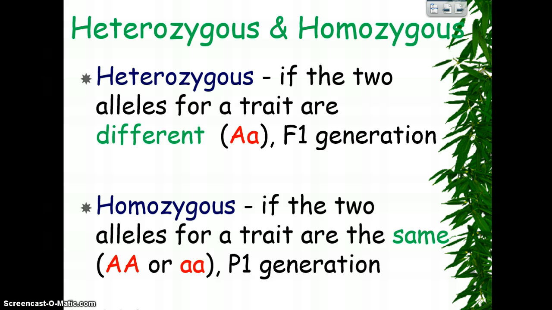They're different. Homozygous is if the two alleles for the trait are the same, so you got the same allele from mom that you did from dad. Whether it is dominant or recessive, the dominant would be capital letter, capital letter, and the recessive would be little letter, little letter. The P1 generation is always homozygous. It's always homozygous dominant crossed with homozygous recessive.